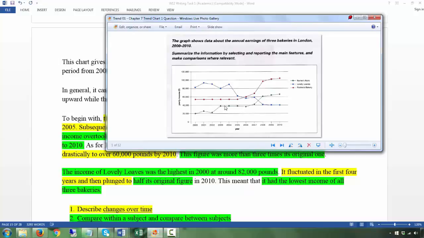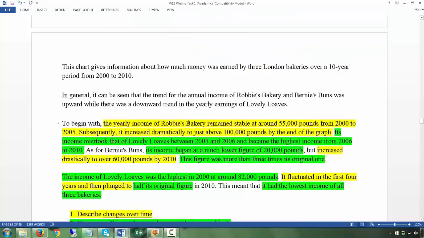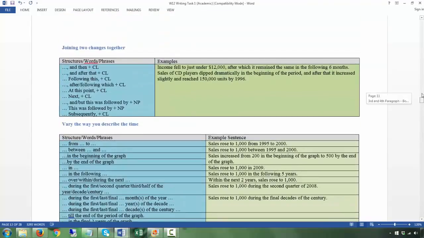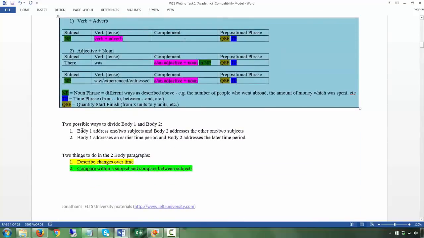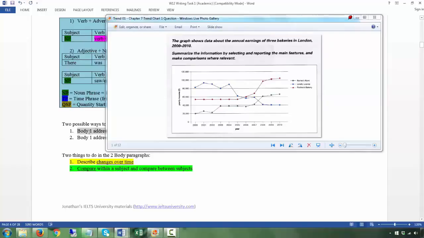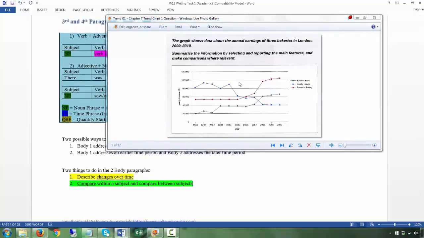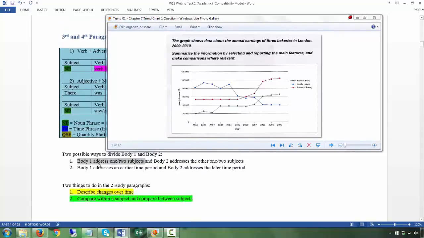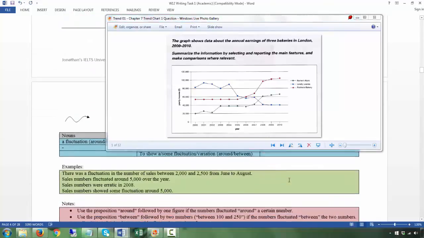Then I moved on to the first body paragraph. Remember I told you there are 2 ways to structure body 1 and body 2. One is body 1 addresses 1 or 2 subjects, and body 2 addresses the other 1 or 2 subjects. So this is the precise way I'm doing: body 1 addresses these 2, and then body 2 addresses Lovely Loaves. The other way, as I mentioned before, is body 1 addresses the earlier period, maybe all 3 subjects from 2000 to 2005, and body 2 addresses 2005 to 2010, something like that. But I'm using this particular method of dividing my body 1 and body 2. All right, so carrying on.